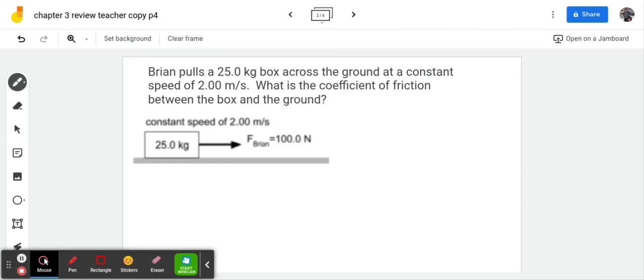Okay, here's the Chapter 3 review answers. So Brian's pulling a 25 kilogram box across the ground at a constant speed. Let's underline that because that's going to be helpful for us. Of 2 meters per second. What's the coefficient of friction between the box and the ground?